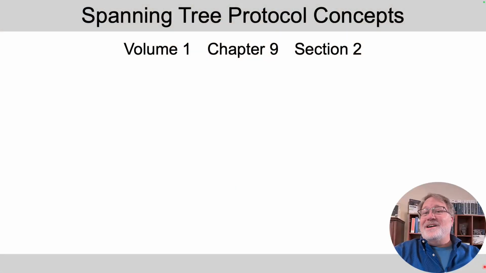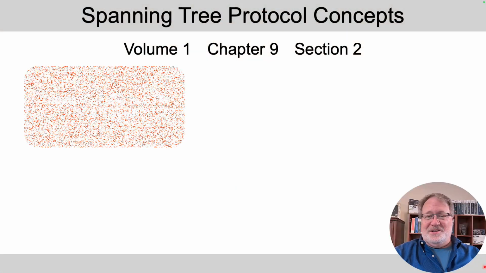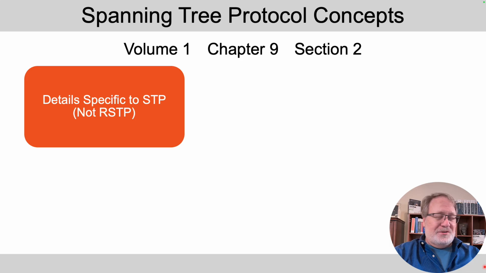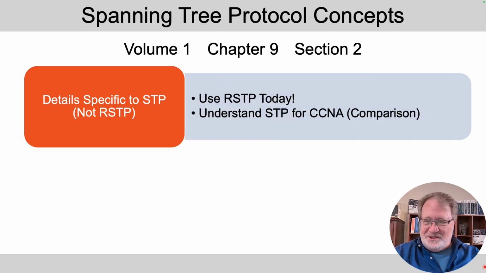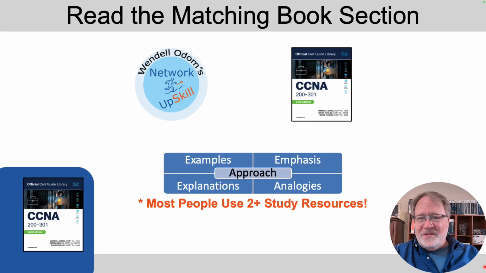So in Chapter 9, we're talking about concepts in spanning tree, and we're talking about the things that are true of spanning tree and not rapid spanning tree, which are the convergence features. So you want to use rapid spanning tree. You don't want to use this old slow convergence stuff. So that's the important part. We really want to know it so we can recognize how much better the rapid spanning tree features are.